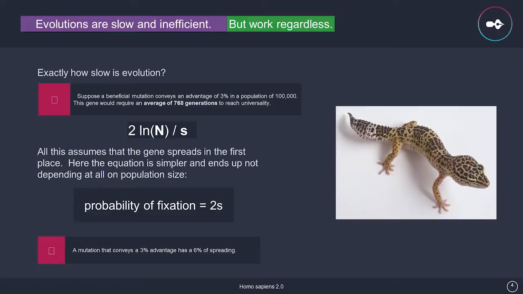Suppose there's a beneficial mutation which gives us a 3% advantage in a population of 100,000. Using this equation, we can figure out that it's going to take approximately 768 generations for this to achieve universality. That's an incredibly long period of time. And of course, the gene has to spread in the first place. A gene that gives a 3% benefit has about a 6% chance of spreading. So you can see how limited evolution really is.